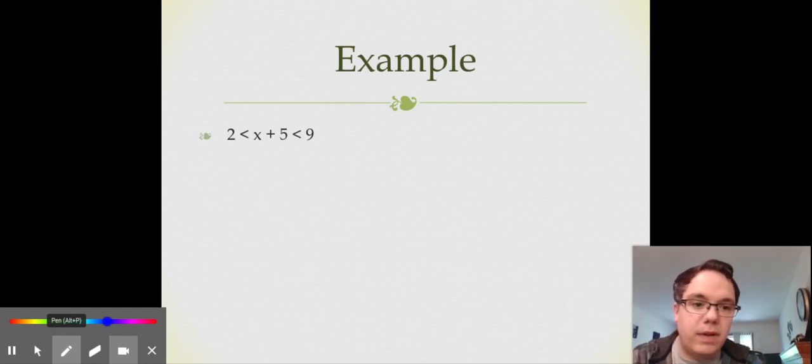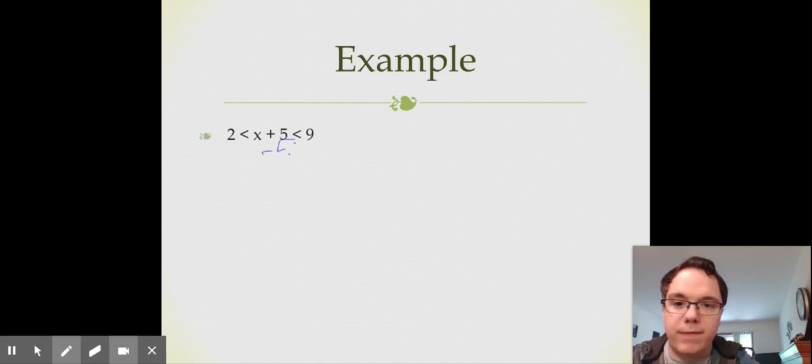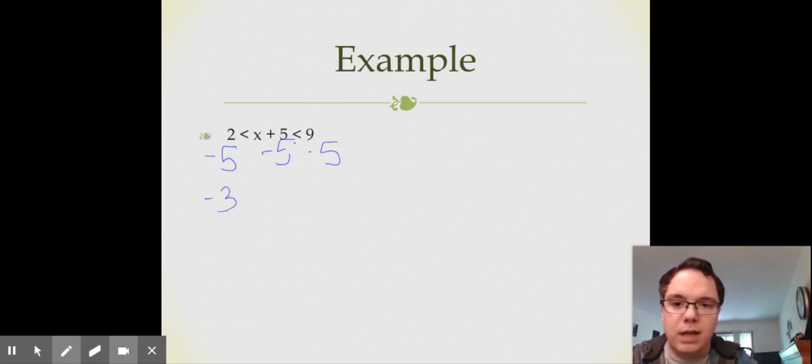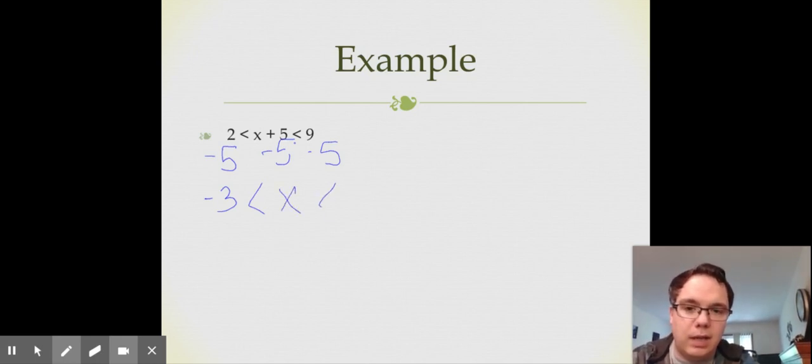To solve it, we're going to start in the center. To get our x alone, we're going to subtract 5, and whatever I do in the center, I must do to the right, and I must do to the left. So see, I'm doing it in 3 places. So 2 minus 5 is -3. x plus 5 minus 5, our 5s cancel out. We're just left with an x in the middle, and it is less than 9 minus 5, which is 4.